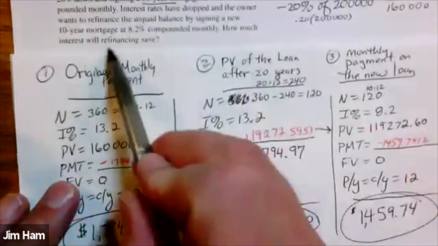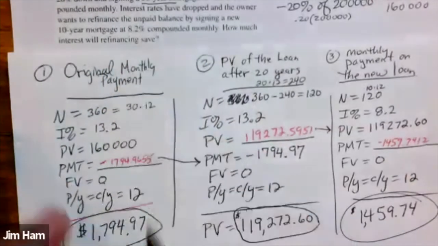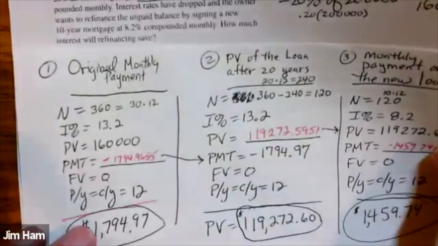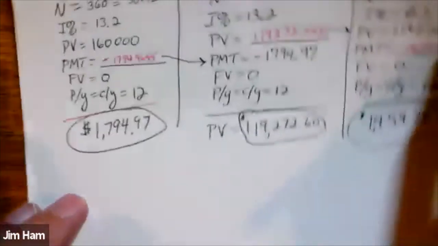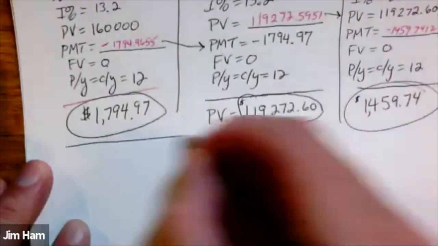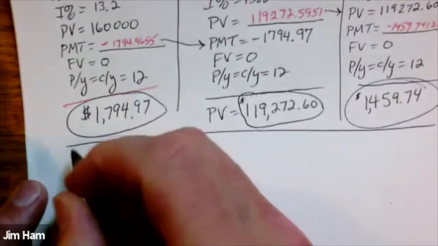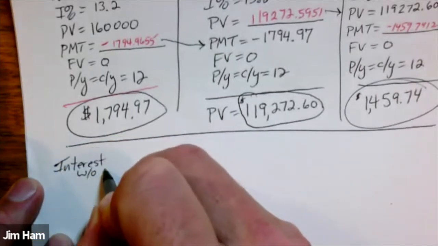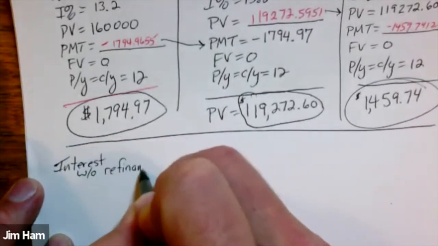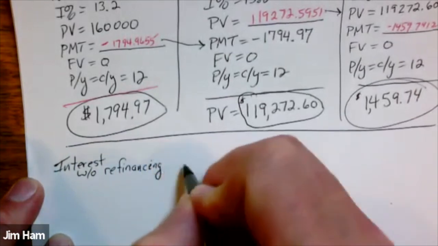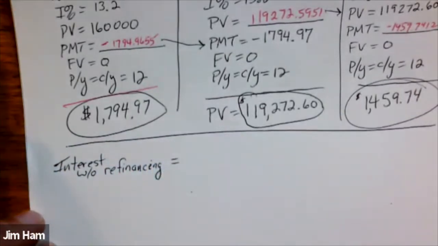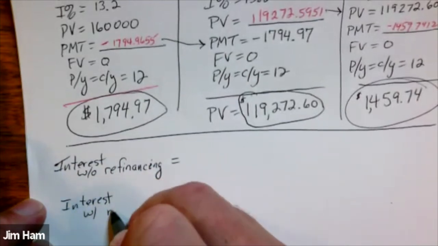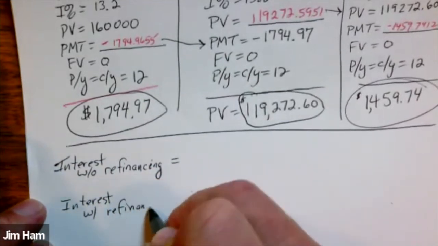How much interest will refinancing save? I mean, the whole purpose of doing the refinancing is to save yourself some money. So let's find out. And I'm just going to do this. This is not a TVM solver problem. This is the interest without refinancing. So what we're going to do is we're going to calculate the interest that you pay if you don't refinance, and then we're going to calculate the interest that you pay with refinancing, and we're going to subtract the two to find out how much you save.